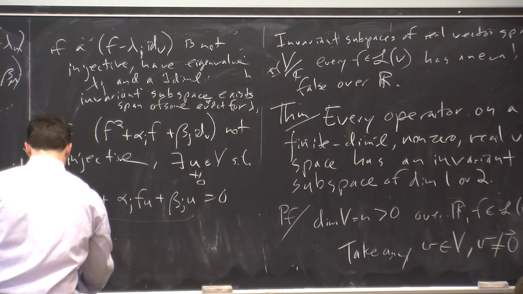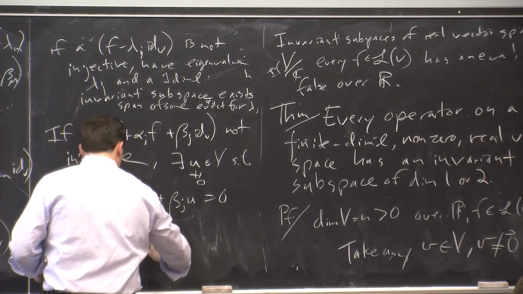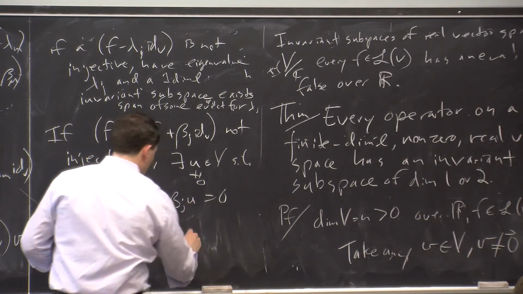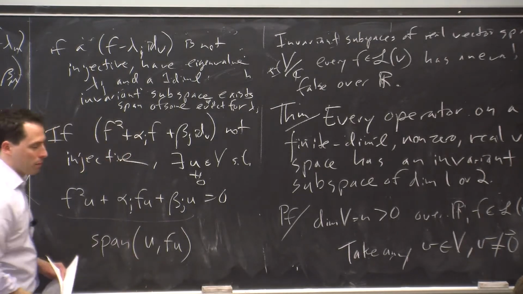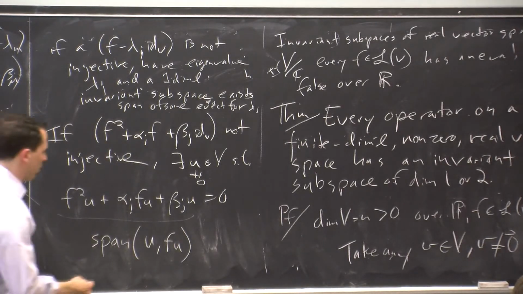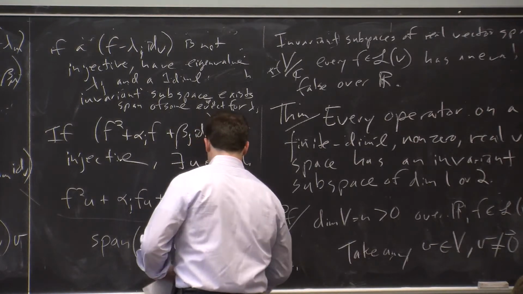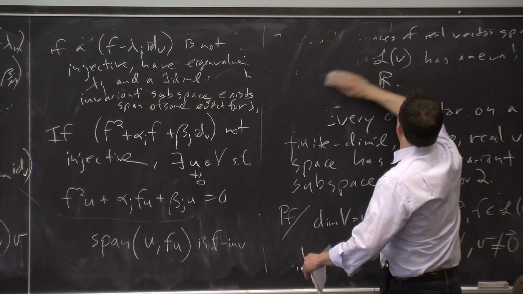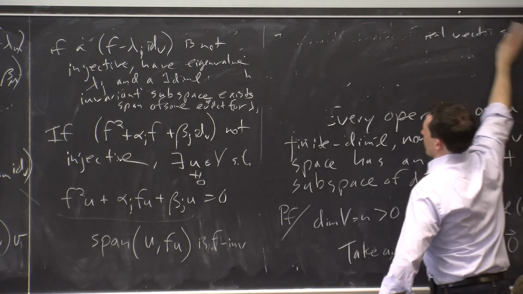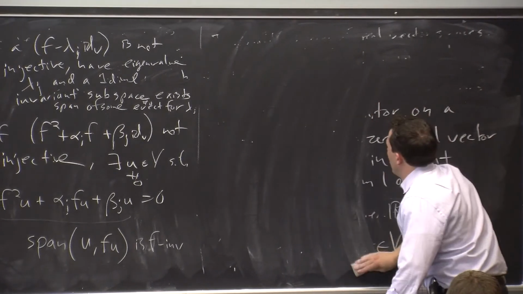So the claim is that the answer is the span of u, whatever this u was that is sent to 0, and f times u. So the claim is that this is f invariant. And that's our two-dimensional f invariant subspace, which is promised by the theorem that I'm erasing right now.